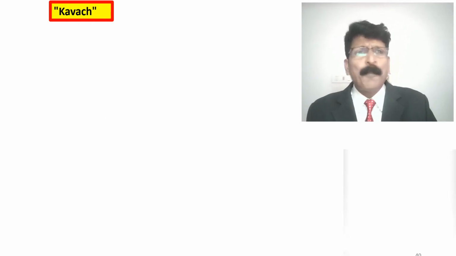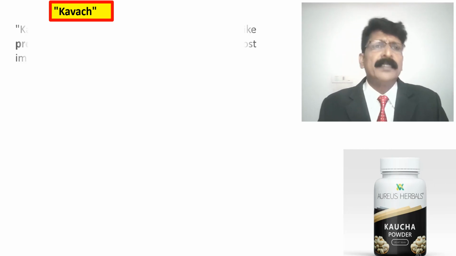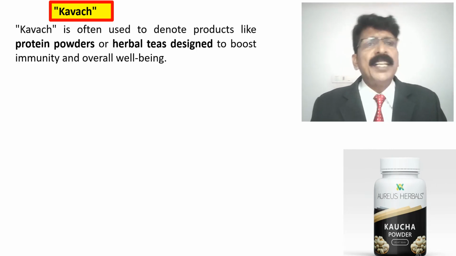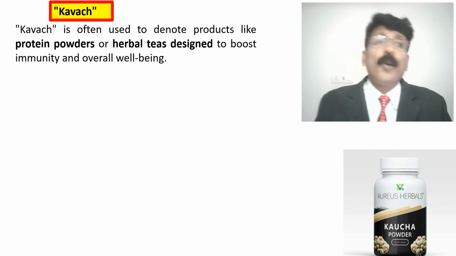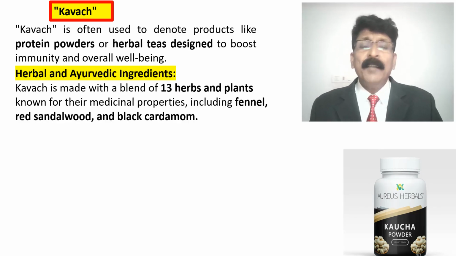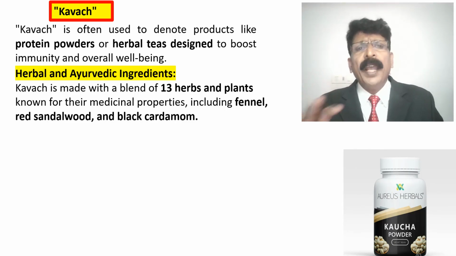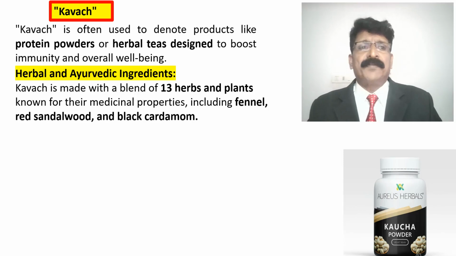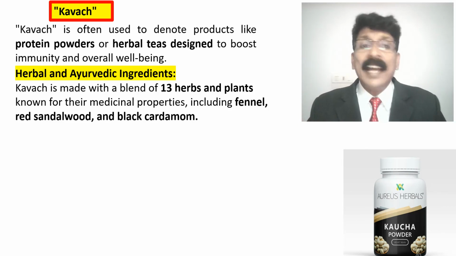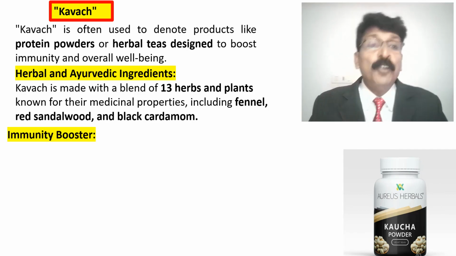Kavach is another product which is available in the market, by Ayurveda and herbal brands. Kavach is often used to denote products like protein powders or herbal teas designed to boost immunity and overall well-being. Herbal and Ayurvedic ingredients: Kavach is made of a blend of 13 herbs and plants known for their medicinal properties, including fennel, red sandalwood, black cardamom and many more. They act as immune boosters.